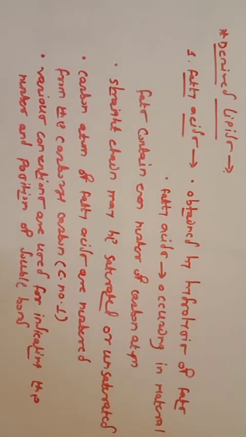For example, you should remember these points regarding fatty acids. They are obtained by the hydrolysis of fats. The straight chain may be saturated or unsaturated. Saturated means no double bond, and unsaturated means it contains one or more double bonds. The carbon atoms of fatty acids are numbered from the carboxyl carbon, which is carbon number 1, and the adjacent carbon is the alpha carbon, then beta, gamma, like that. Various conventions are used for indicating the number and position of double bonds.